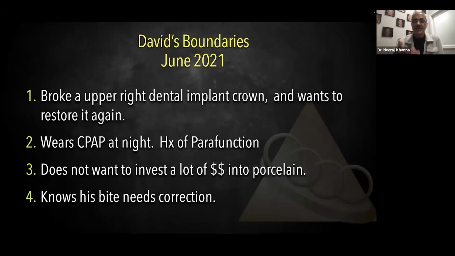However, he's got sleep apnea. He has a history of parafunction. He does not want to invest a lot of money in porcelain. And so my boundaries are very limited for him, but I have to somehow find a way to respect those boundaries. And here's the most important part. He knows his bite needs correction.